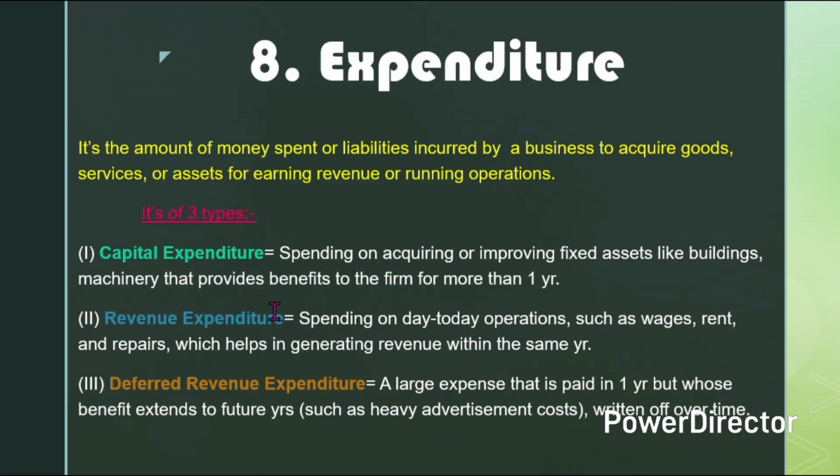Capital expenditure is the expenditure done on fixed assets that last for more than 1 year. For example, we spend to buy a fixed asset like building and machinery. Second is revenue expenditure. These are the expenditures done on the daily basis on day to day operations like wages, rent and repairs. They help in generating revenue within the same year. Next we have deferred revenue expenditure. These are the large expenses, like heavy advertisement cost, that are paid once but give us benefit for many years.